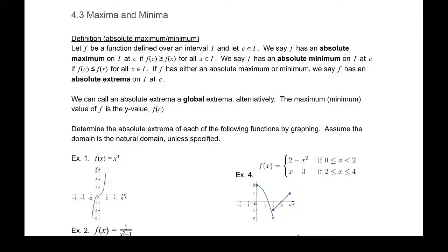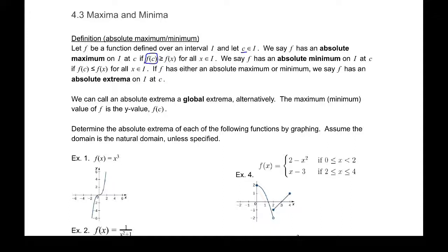Section 4.3, Maxima and Minima. We have a definition here of minimum and maximum. Suppose a function is defined over a certain interval. If there is a value in that interval, in this case we're calling it c, such that the value at c is greater than the value at every other input in that interval, then it is called an absolute maximum. It is the highest point or the largest y value on that interval.